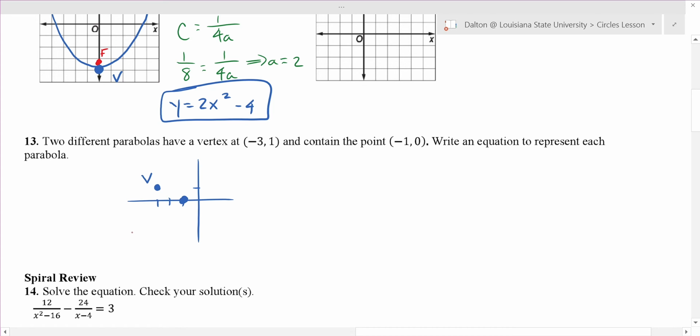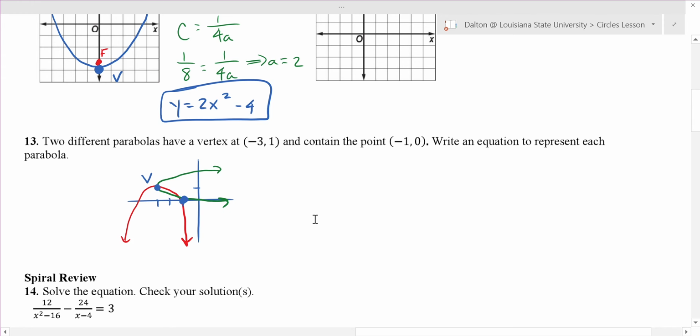If that is the vertex point, you could have a parabola that opens downward like this, or because of the nature of conic sections, we are allowed to have non-functions, and we can have a parabola that opens up to the right with that vertex. So your job is to write the equation of, in my picture, the green parabola and the red parabola.